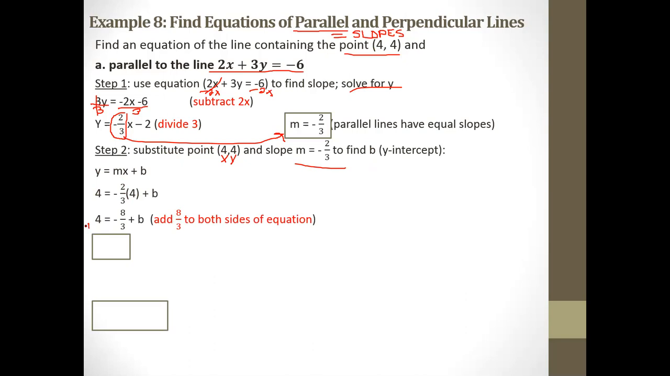And now we're going to add that 8/3 to both sides of the equation, and we'll get b equals 20/3. After you get your y-intercept, you can write the equation. We know b is 20/3 and we know our slope is negative 2/3. So the equation would be y equals negative 2/3 x plus 20/3.